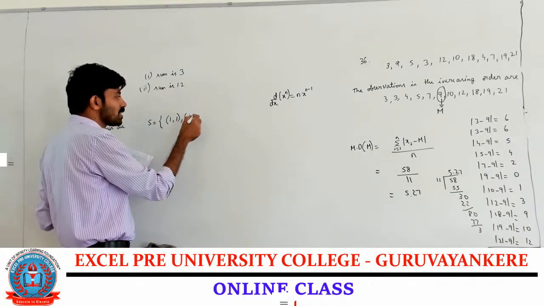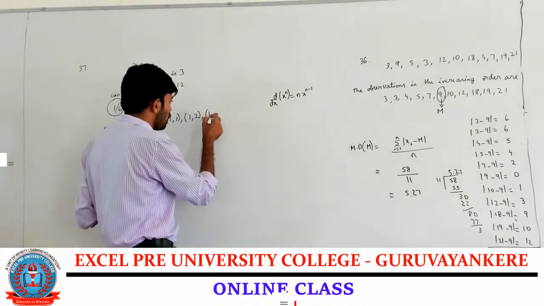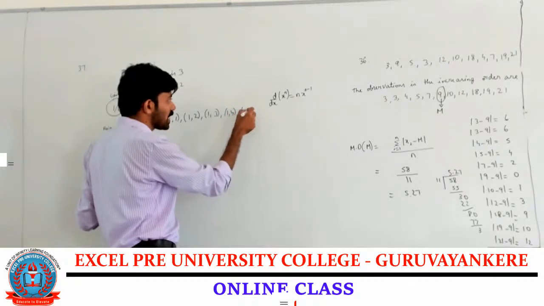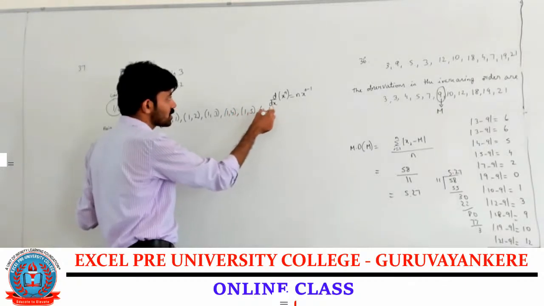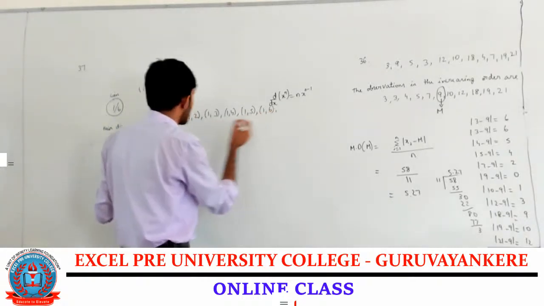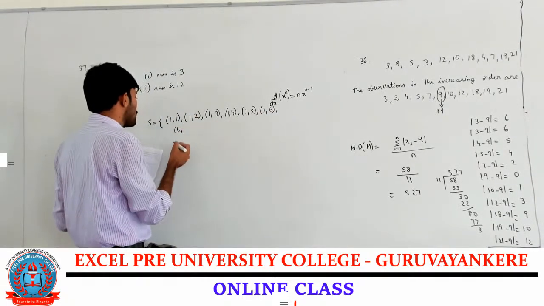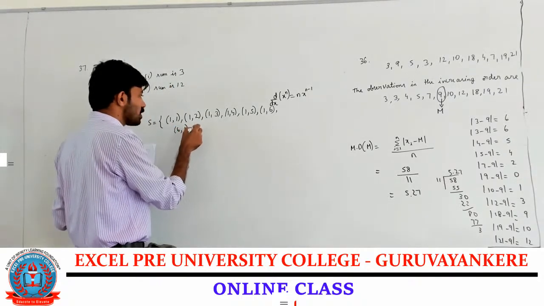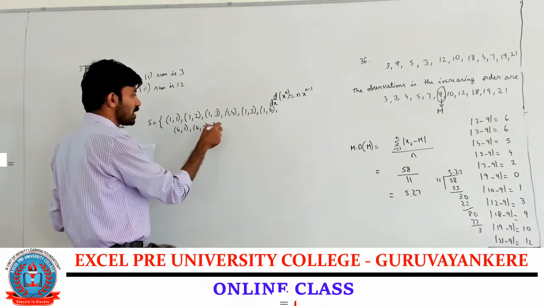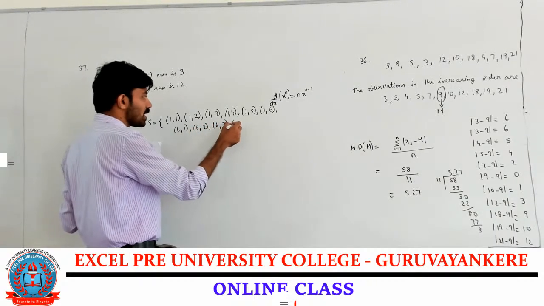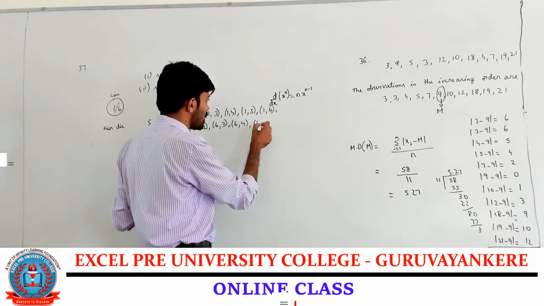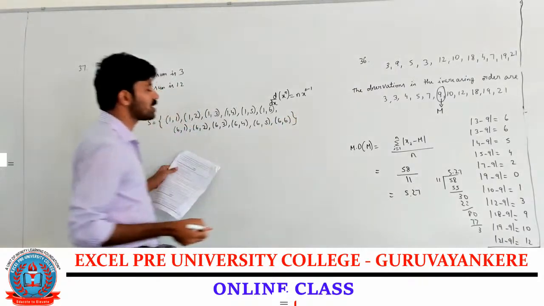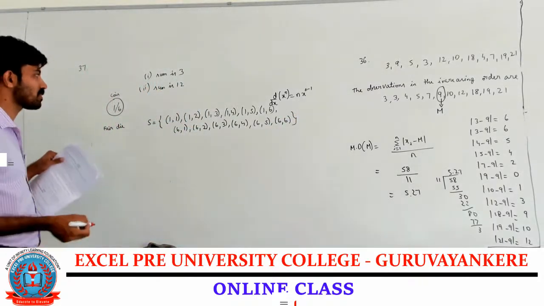Coin shows 1, die shows 2; 1, 3; 1, 4; 1 on the coin, 5 on the die; 1 on the coin, 6 on the die. Then continue like that: 6 on the coin, 1 on the die; 6 on the coin, 2 on the die; 6 on the coin, 3 on the die; 6 on the coin, 4 on the die; 6 on the coin, 5 on the die; 6 on the coin, 6 on the die. This is the sample space. Okay?